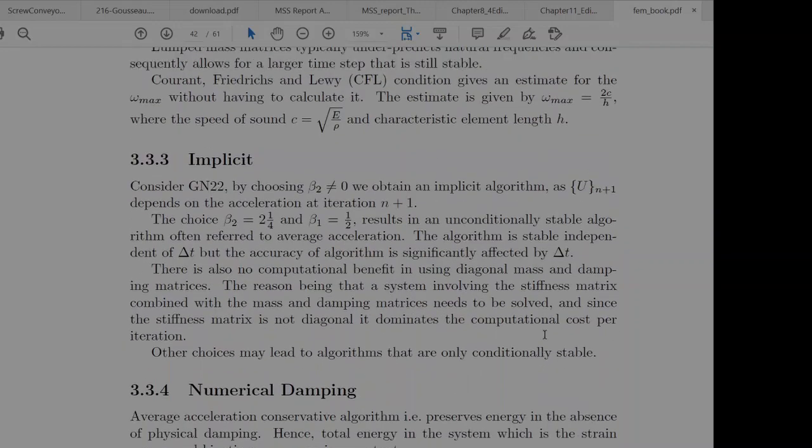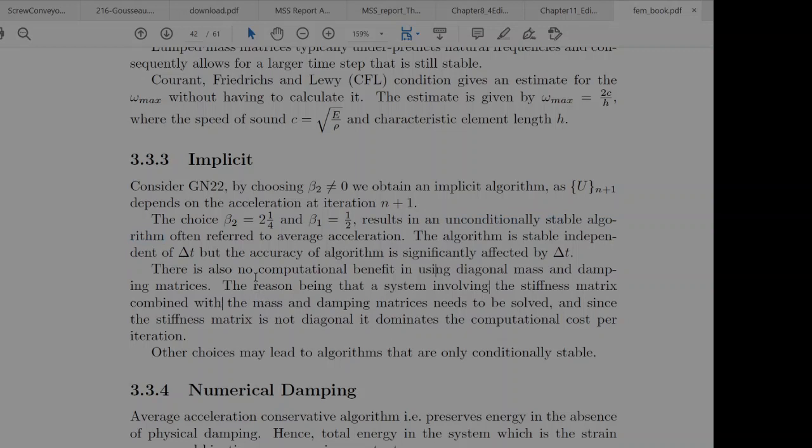The implicit schemes, on the other hand, is when I choose beta 2 not equal to 0. So there are different choices you can make for beta 2 and beta 1. If you make this choice, for instance, you end up with something that's called unconditionally stable. So it doesn't matter what your time step is. It doesn't mean it's accurate, it just means it's stable. It will compute. So I can make my time step 1,000,000 seconds, or 5 seconds, or 10 seconds. It will always compute something. It might be highly inaccurate, but it will at least compute. Okay.